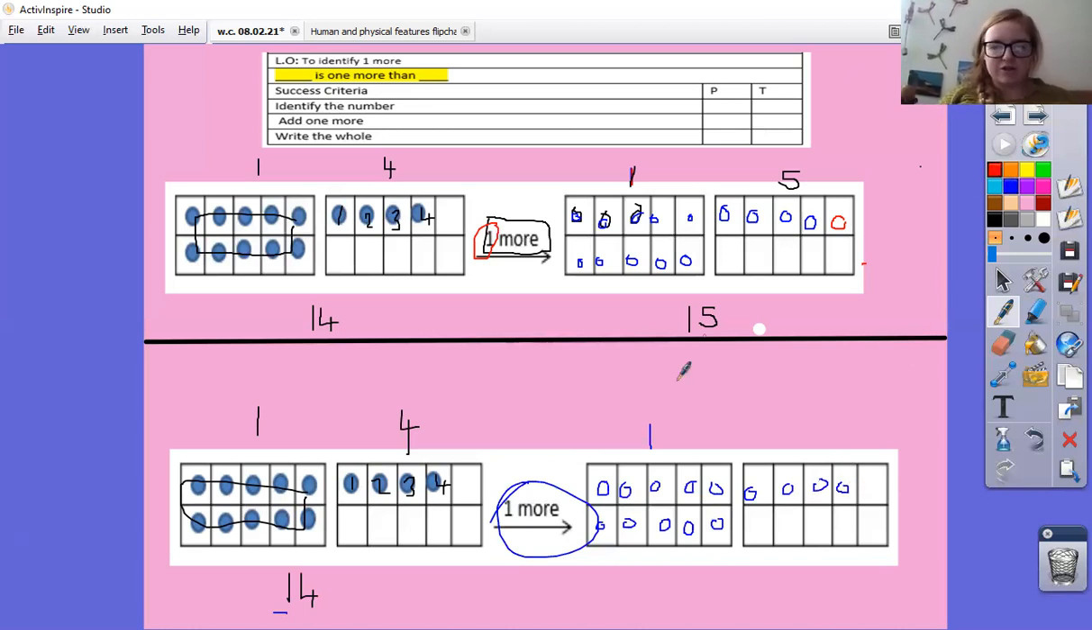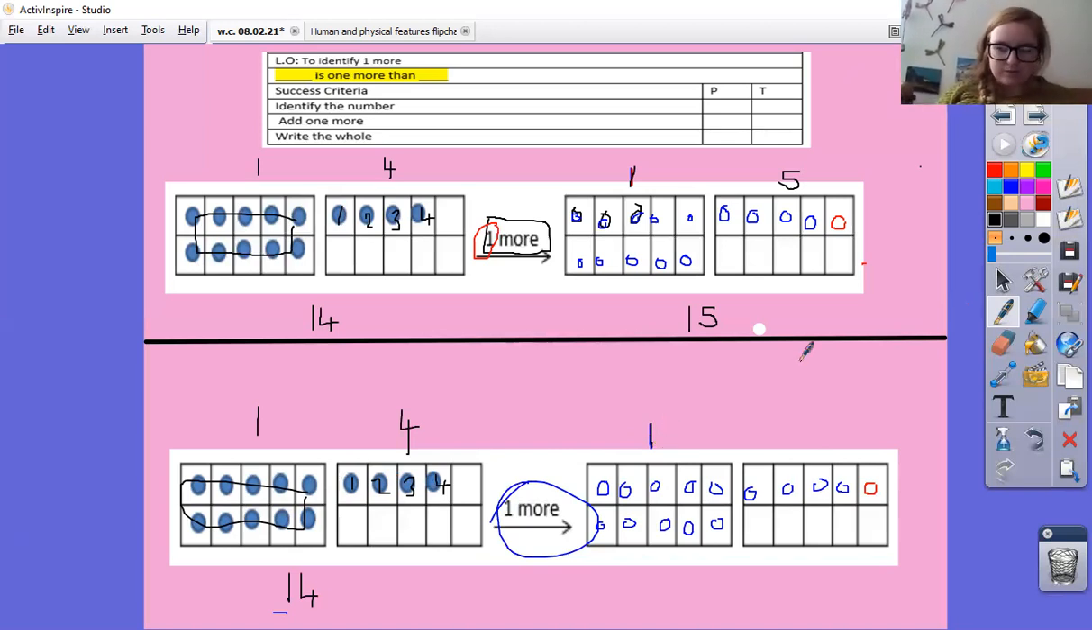So I now have, do these look the same? Yeah. Do I have the same amount here as I do here? Yes. Fantastic. So now I want to add one more into my ones tens frame. How many do I have all together now? Let's have a look. Has my tens changed? Have I got any more complete tens frames? No. So I still have 1 ten.